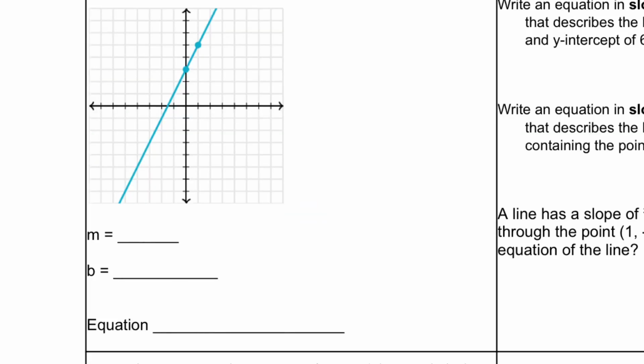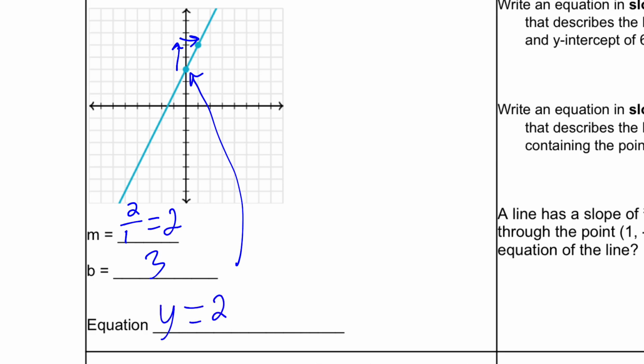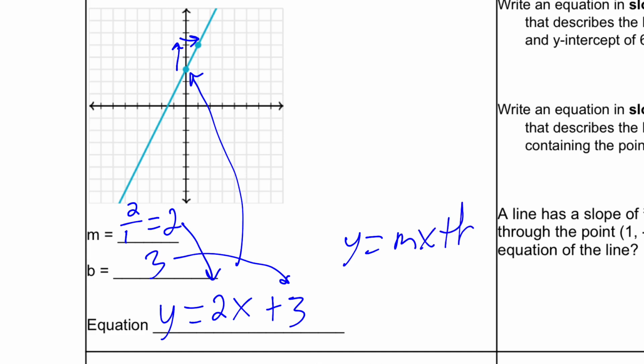To write a linear equation, I'm going to start with my intercept, that's 3. Then I'm going to consider rise over run, that's 2 over 1, or just 2, how much I go up and how much I go to the right. To write this equation, I plug in the m value right here, and I plug in the b value over here. The equation is y equals mx plus b.